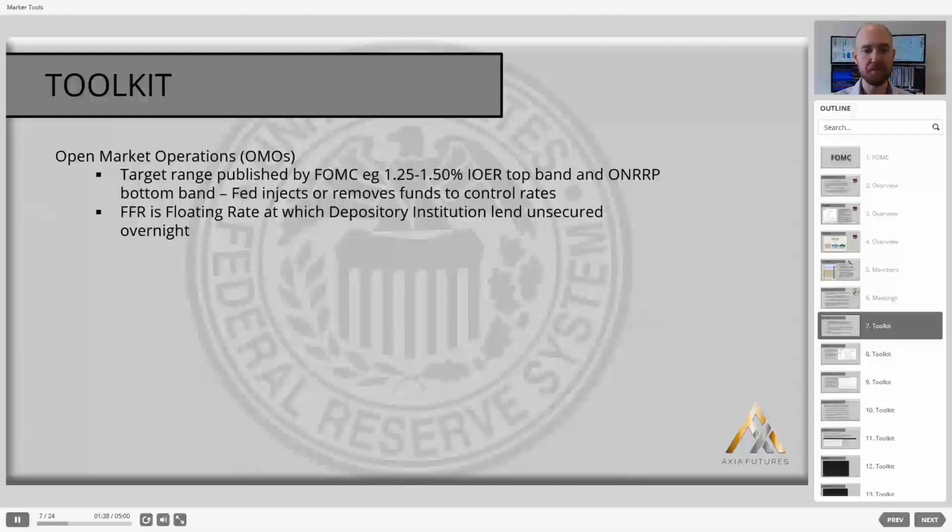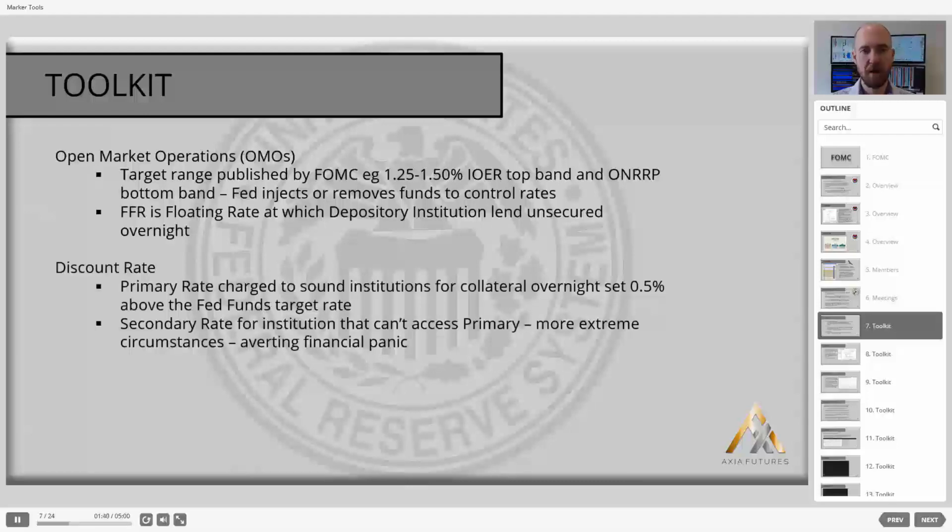Beyond that, they have a discount rate as well. Now this, like other central banks, is a more punitive rate for banks that need cash on a sort of lender of last resort situation. They have two rates for this discount rate. They have the primary rate, and this prior to 2008 was the upper band of the Federal Reserve rates. And we'll talk about that in a little bit more detail in a moment.